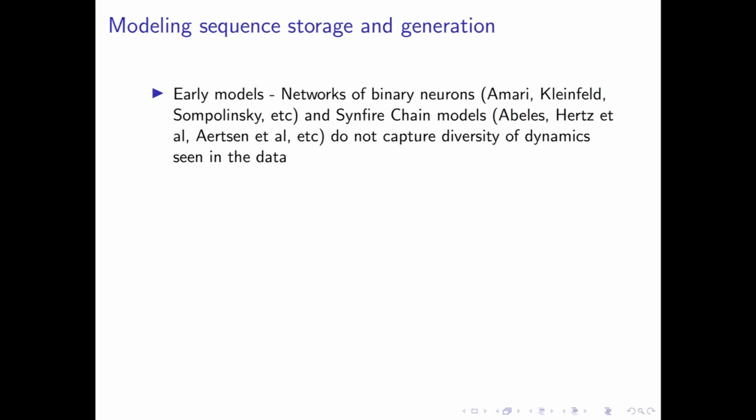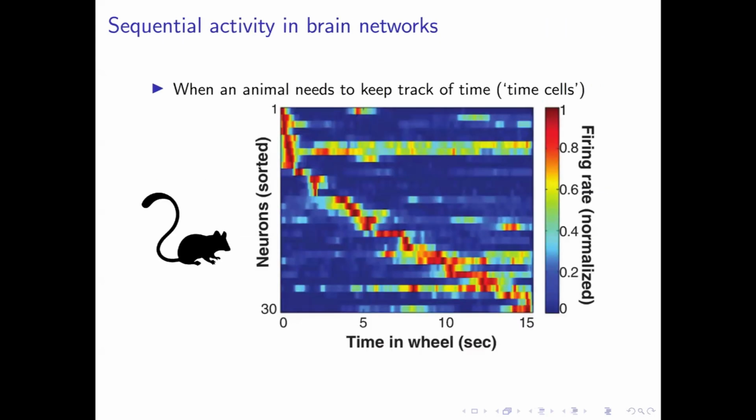Then you had a wave of papers exploring the synfire chain hypothesis, where you have groups of synchronously firing neurons that trigger the activity of the next group, and so on and so forth. Synfire chain models actually seem to be a good description of what's happening in the songbird, where you have these very brief periods of activity of each node. However, these models do not really capture the diversity of dynamics that we see in the data. In particular, none of these models could reproduce what you see in this slide.